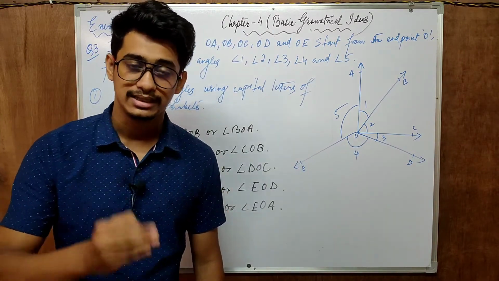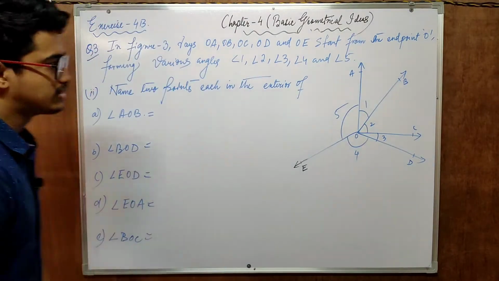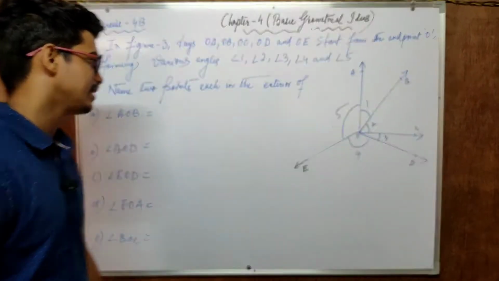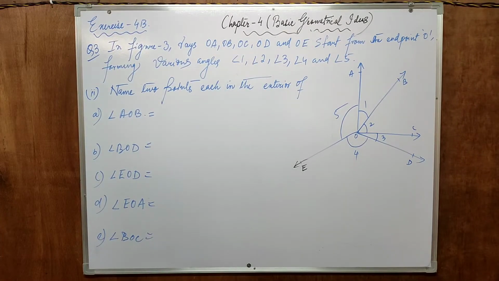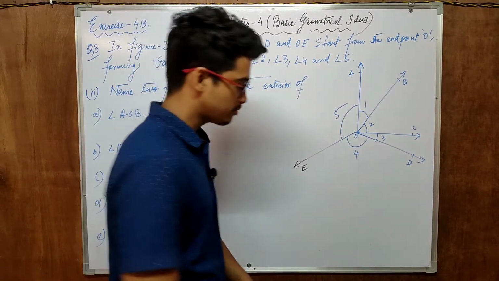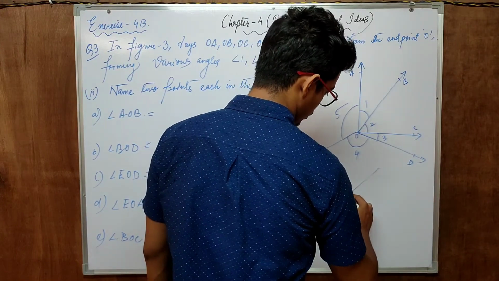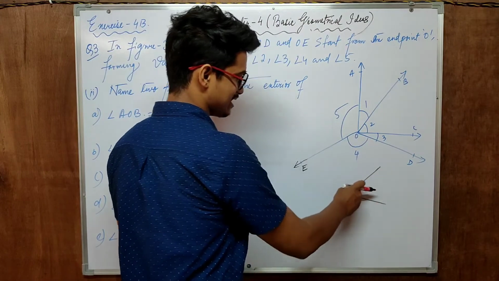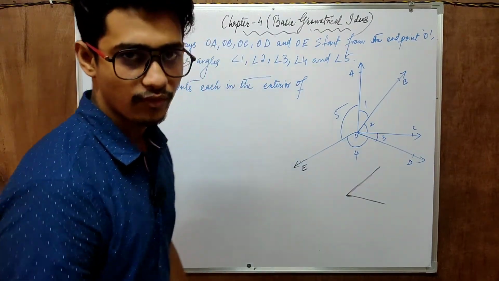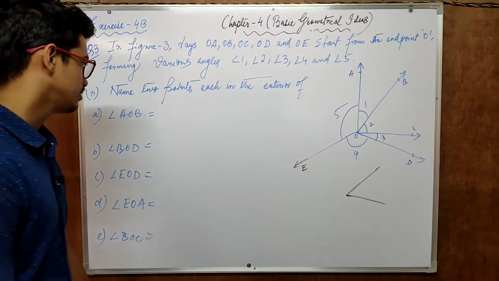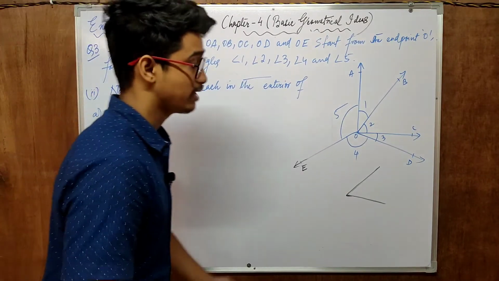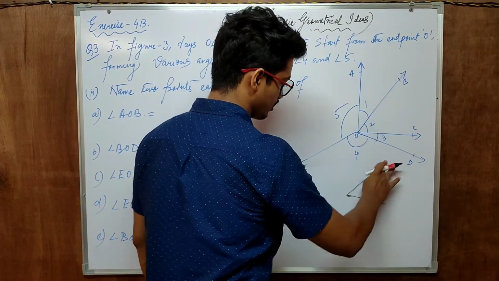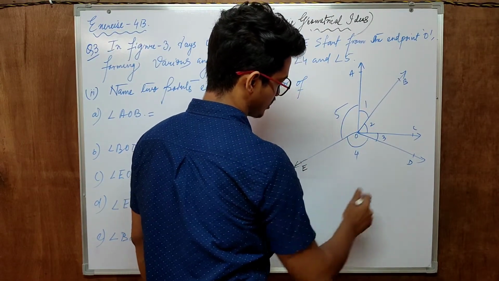Question number 3-2. Let's do the second question of question number 3, that is to name 2 points each in the exterior of the angle. So we have to find the exterior point. What exactly does an exterior point mean? This portion is the interior one and this portion is the exterior one. So we have to find such points which are in the exterior of angle AOB. So where is angle AOB? This is angle AOB. It will look something like this.